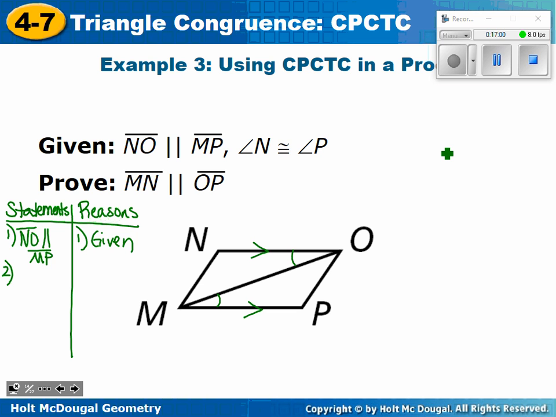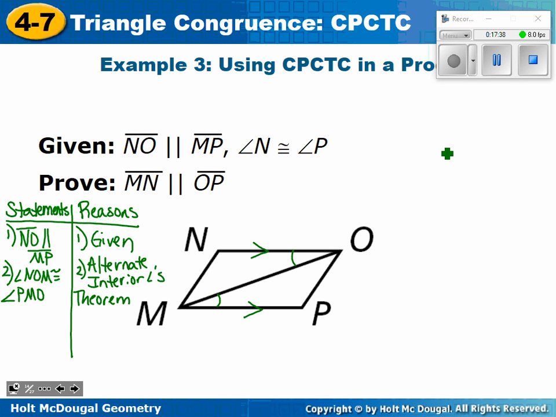So number two, and Anna did a great job naming those, angle NOM is congruent to angle PMO. And what's the reason? Careful, are you proving lines parallel? There you go, not converse unless your statement is about lines being parallel. Our statement is about angles being congruent. So it's alternate interior angles theorem.